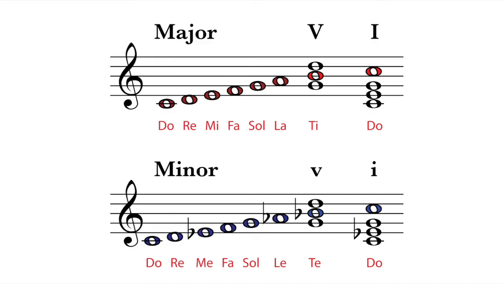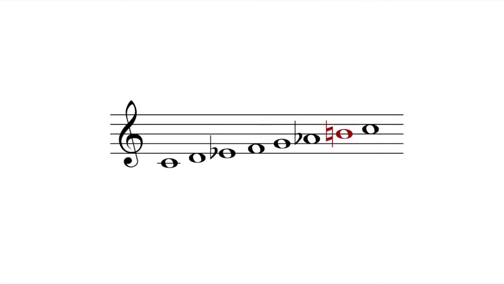In order to recreate that sense of arrival and the importance of tonic, minor keys often borrow the note Ti from the major scale instead of using the naturally occurring Te. Raising Te to Ti in this way creates the harmonic minor scale. Let's look at what chords are created when we use this option.